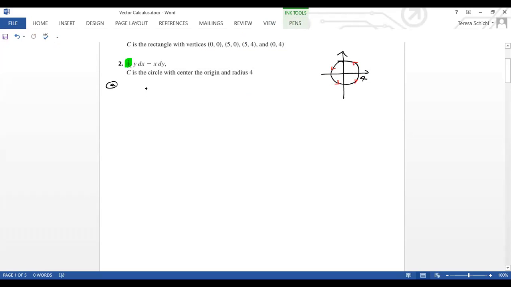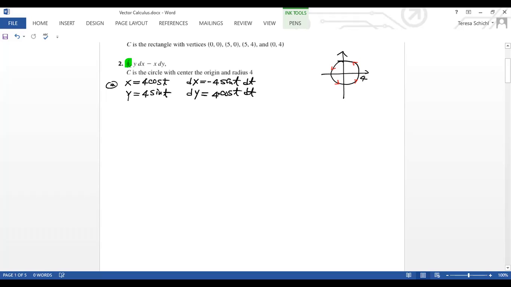Okay, so parametrization here. First, x is equal to, because this is radius 4, typically r cosine theta, right? So this is the easy one. If you want, you can say t. Then y is equal to 4 sine t. Then dx will be negative 4 sine t dt, right? Then dy will be equal to 4 cosine t dt.